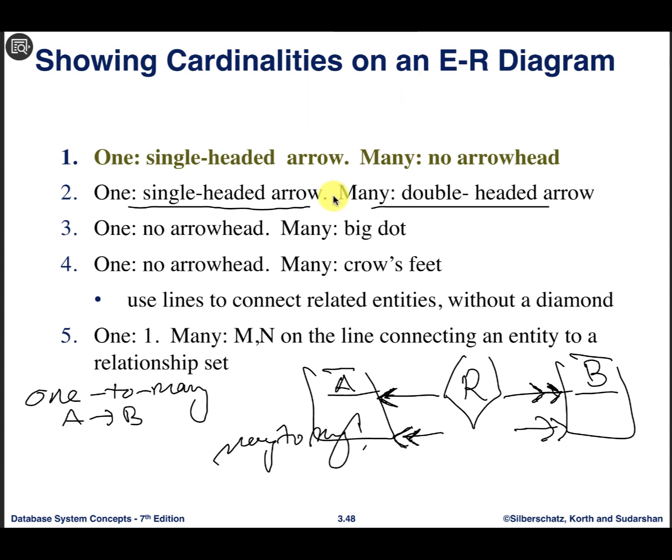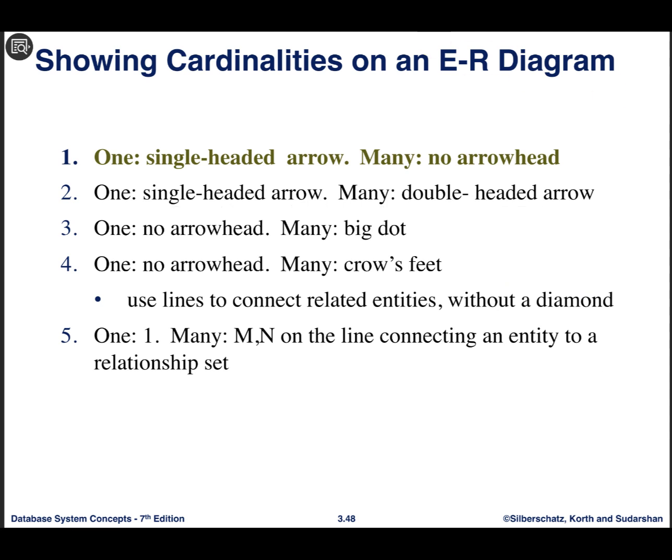The third way, you're going to use a dot, or big dot, here. For the one side, I'm going to use no arrowhead, and for the many, I'm going to use a big dot. Okay, that's weird. Sometimes you're going to see this in many implementations. If you take a look at textbooks, you're going to have different ways to do this. Remember, the big dot is at the end of the many line, and for the one, there's nothing at the end of the line.